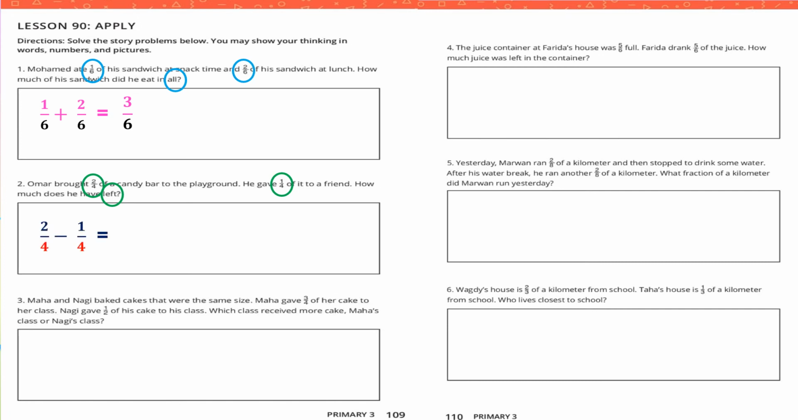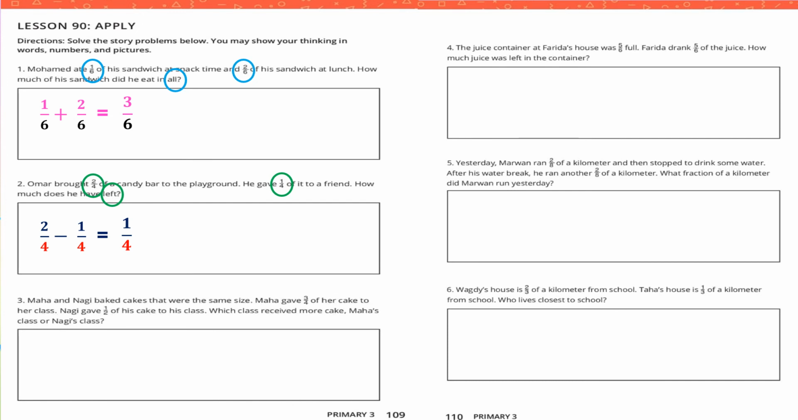What shall we do here? We have the same denominators, 4 down. So put denominator 4 as it is down, and subtract up. 2 minus 1 equals 1. So the final result will be 1 over 4.